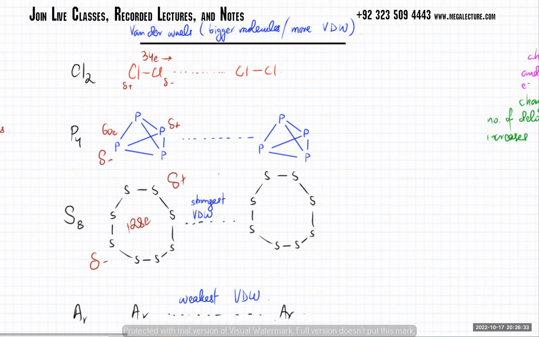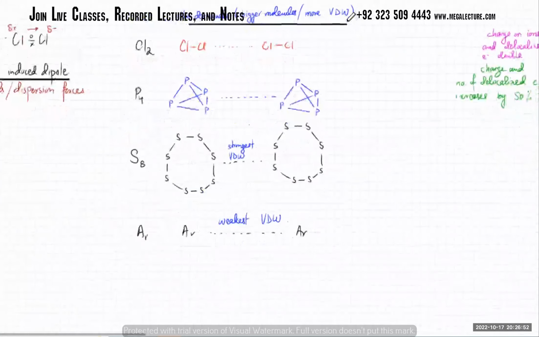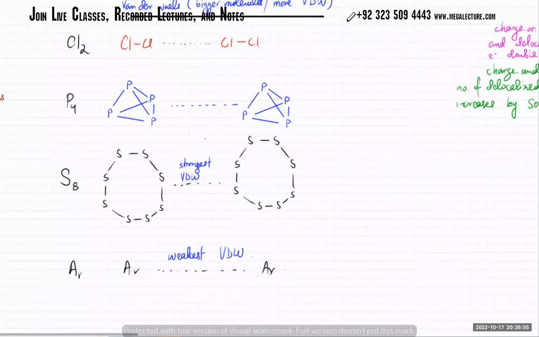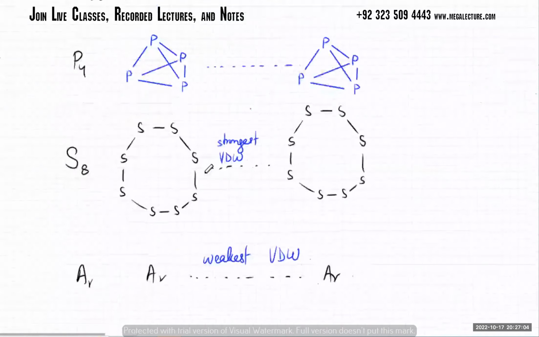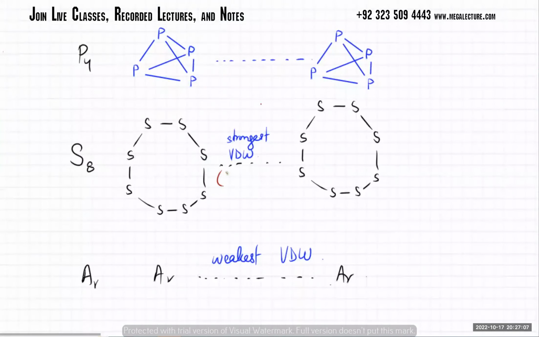So the point is that one rule about van der Waals forces is that the bigger the molecule, the more van der Waals forces you're going to have. So the biggest molecule out of Cl2, P4, S8 and argon is sulfur. So it's going to have the strongest van der Waals forces. Why? Because it's the biggest molecule, having the most electrons. Is this clear?